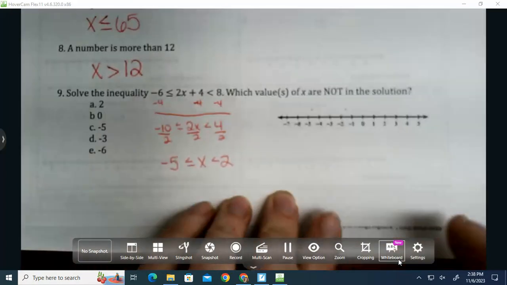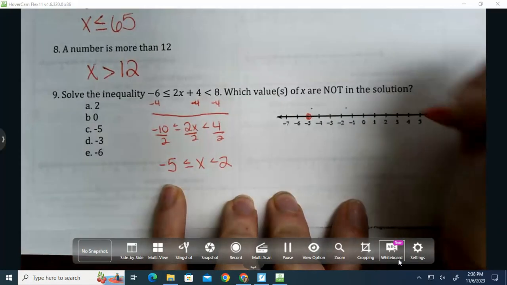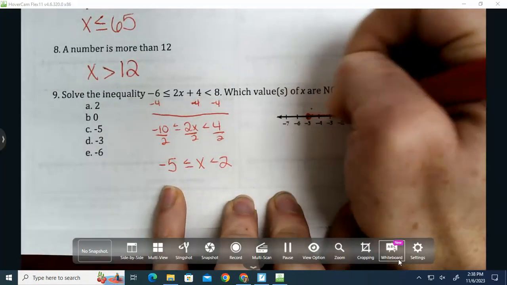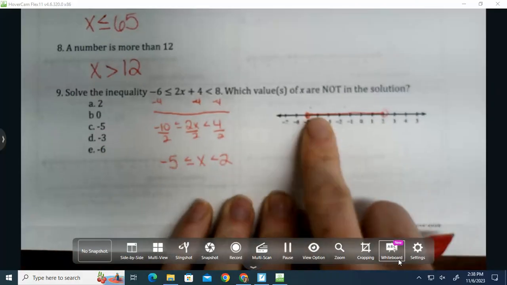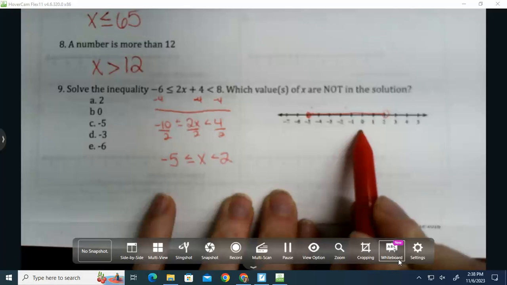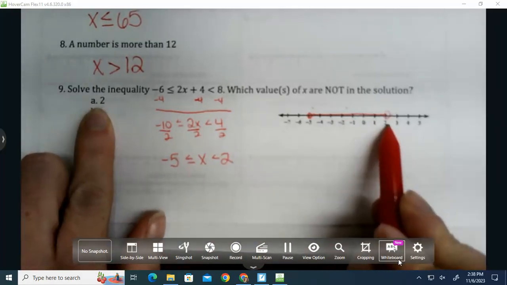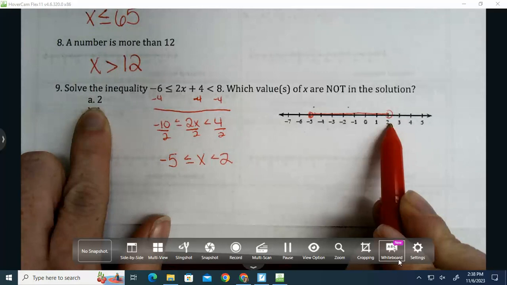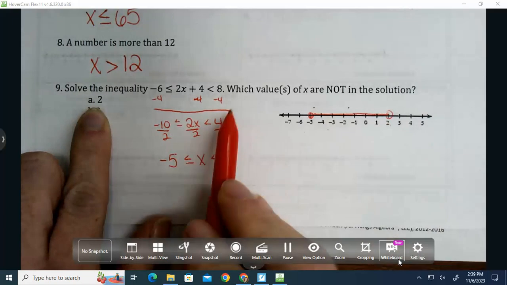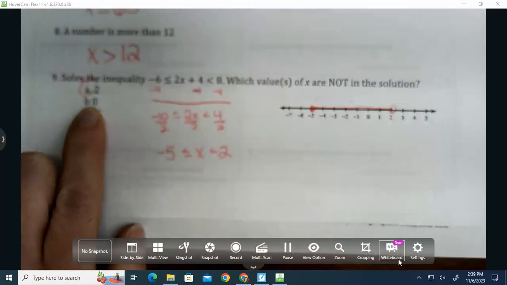So if I go to graph this, negative 5 has an equal to, so that would be closed. 2 would be open. I want to know which ones are not in the solution. The solution is anything that's in that shaded part of my number line. So is 2 in my shaded part? Why not? It's an open circle. There's no equal to. So it ends at 2, but it's not equal to 2. So 2 is not part of the solution.